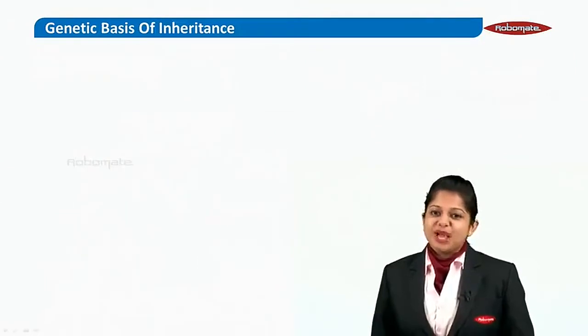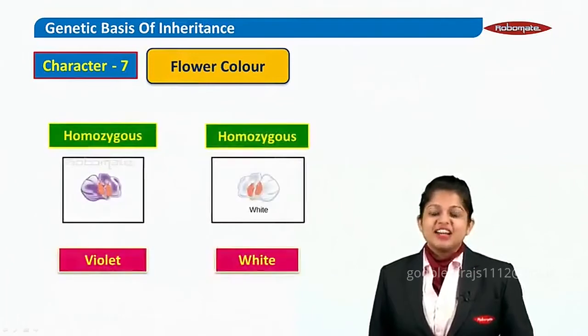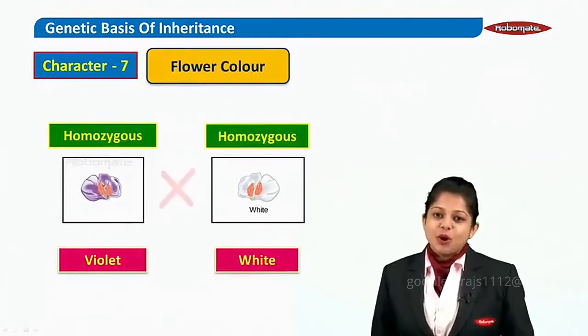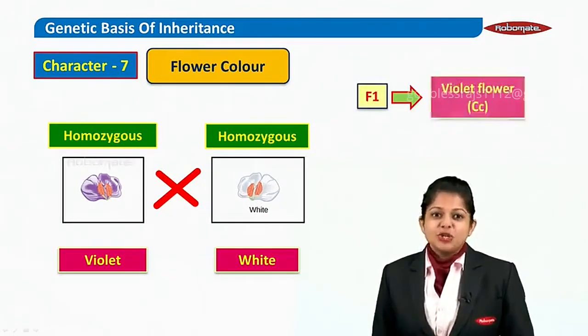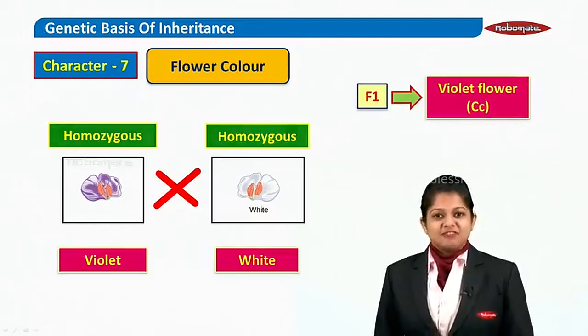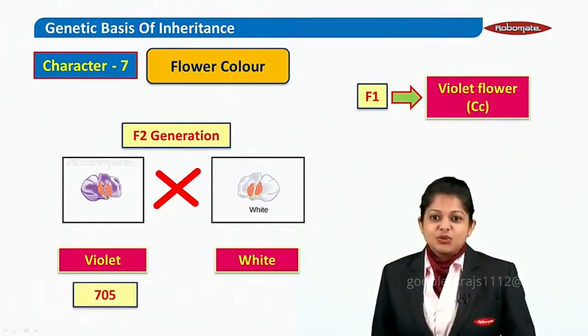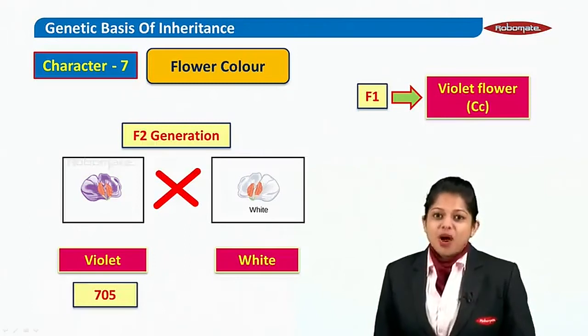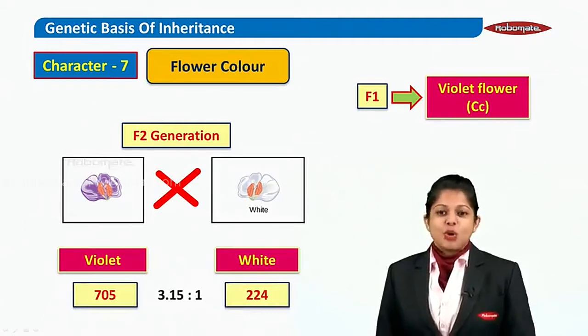Now let's see the seventh character, which was flower color, where the homozygous violet was crossed with a homozygous white, where the F1 generation produced all violet colored flowers, whereas the F2 generation produced 705 violet flowers, whereas 224 white flowers, which gave the ratio of 3.15:1.